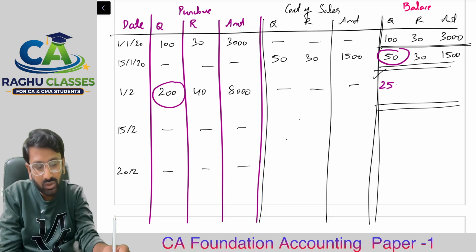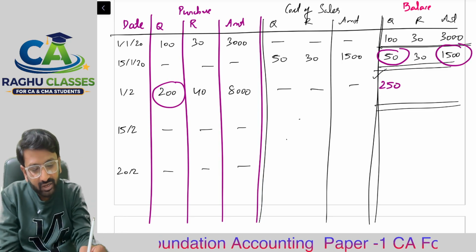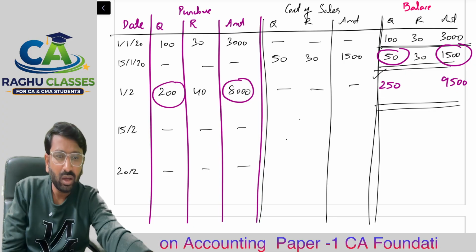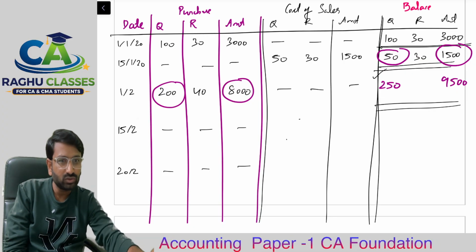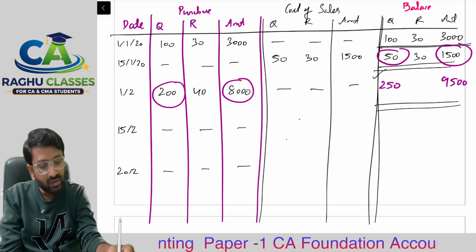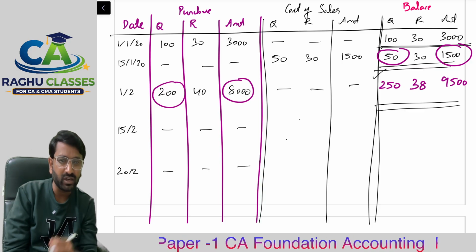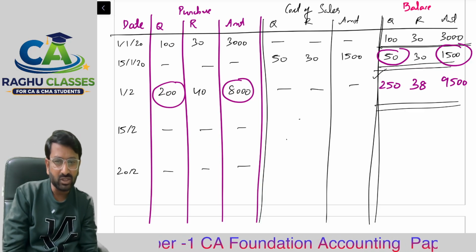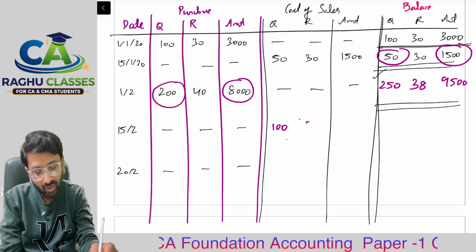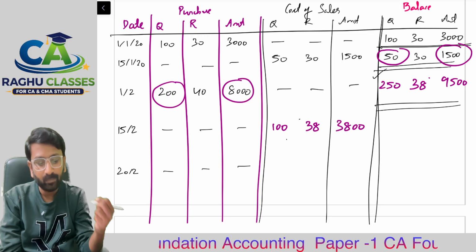So can we say the total quantity available is 250? The total amount will be 1,500 plus 8,000, 9,500 is the total amount. Now you do total amount 9,500 divided by quantity 250. That will give you 38 rupees rate, which is called the weighted average rate of 1 unit. Next, on 15 February, we have issued 100 units. The rate of 1 unit will be taken as 38, 3,800.